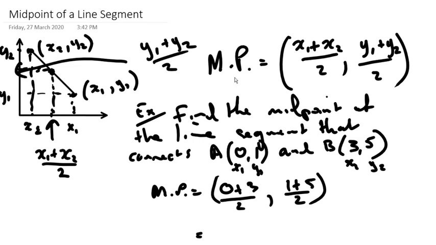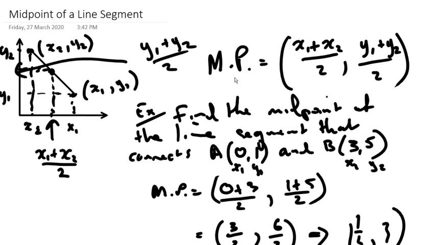So here we get a 3 on 2, or 1.5, and here we get a 6 on 2, which is 3. So without scrolling down the page, I'll just write it as (1.5, 3). There's our midpoint of line segment AB. Okay, so now you should be able to complete that exercise.